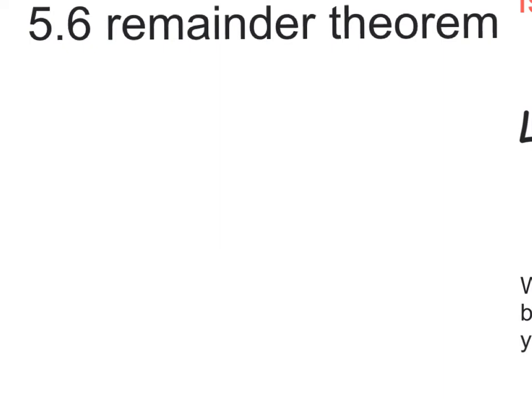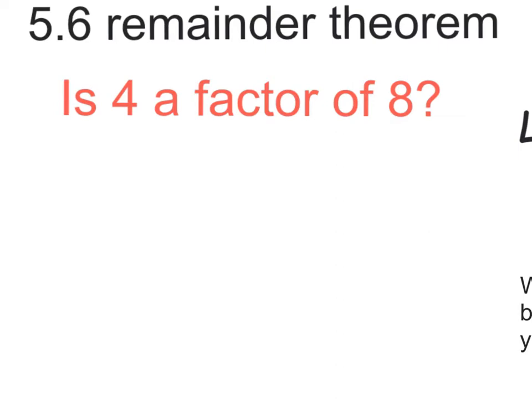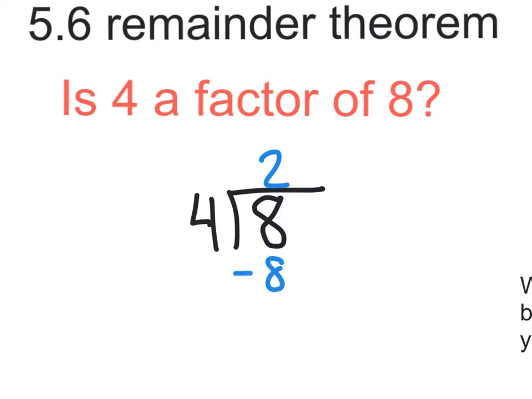And we need to talk about the remainder theorem. In order to understand the theorem, the truth about the remainder, let's take a look at this. Simple question. Is 4 a factor of 8? Yes or no? Yeah, 4 is a factor of 8. Okay, so how about this? 8 divided by 4. Will I get a remainder? No. You got a 2 right here. That's an 8. Subtract. No remainder, right?